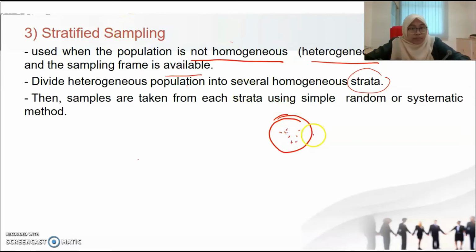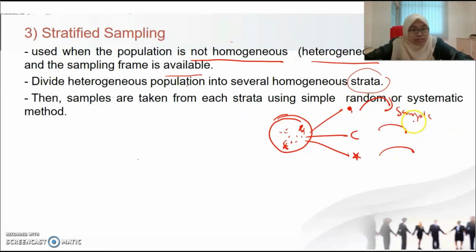So in stratified sampling, I will divide this heterogeneous population into a few strata. The first strata, the first group, may be a group of this characteristic. Second group karakteristik yang seperti ini. Next group karakteristik yang seperti ini. So daripada heterogeneous population kita akan divide into homogeneous groups. From the homogeneous groups kita akan take sample. Alright. So to take a sample from each strata, we are going to use simple random or systematic method.